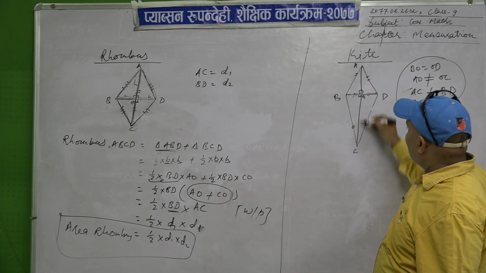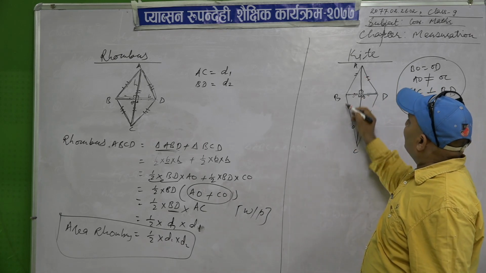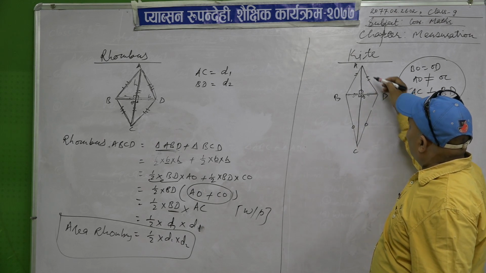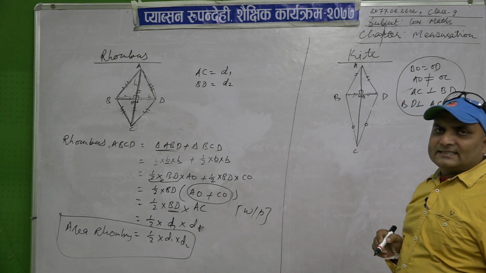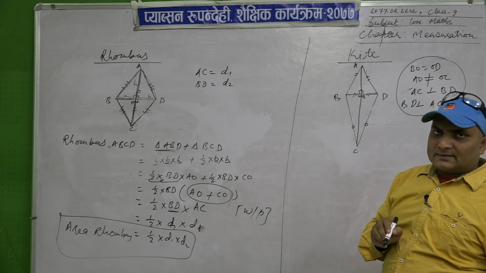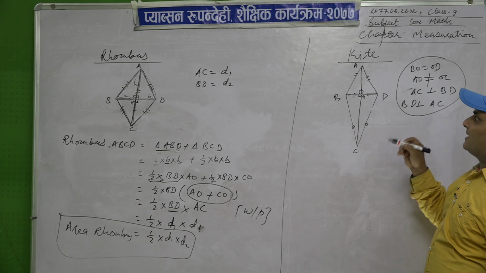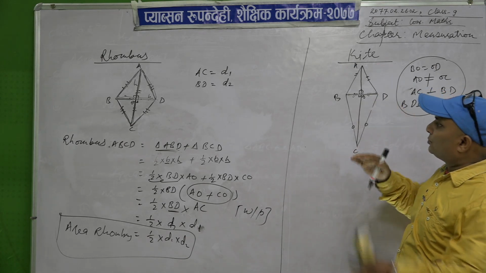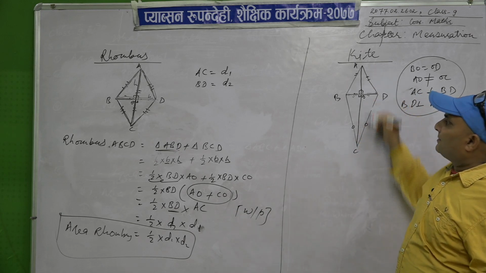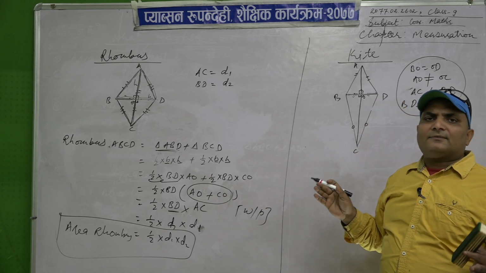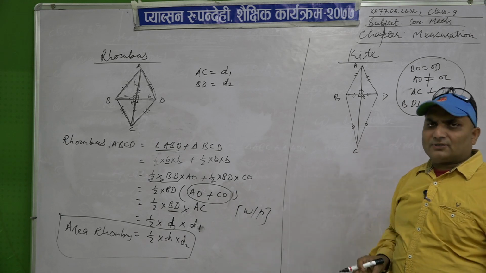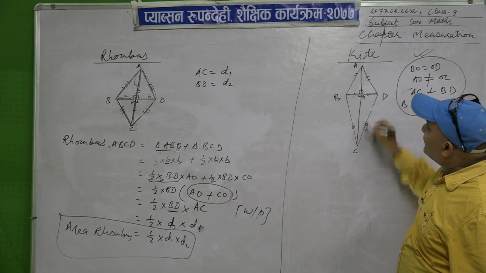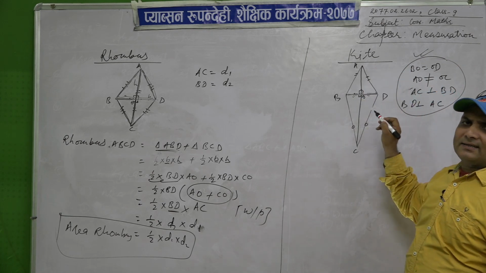This diagonal AC divides this kite into triangle ABC and triangle ADC, and both are congruent. Okay, these are the properties of a kite. The smaller diagonal divides the kite into isosceles triangles, whereas the bigger diagonal divides the kite into two congruent triangles. We need this one: the bigger diagonal bisects the smaller diagonal at a right angle.